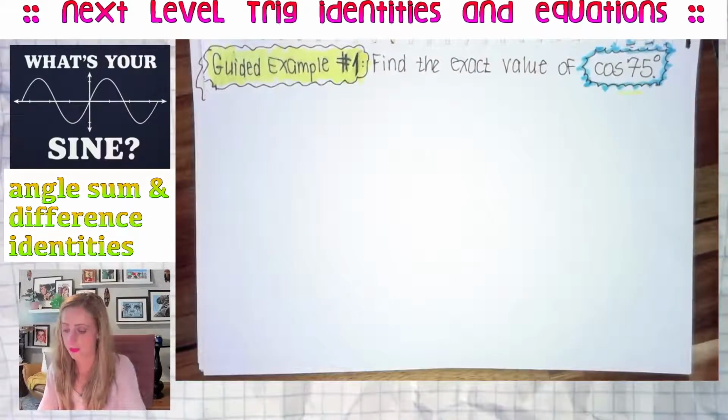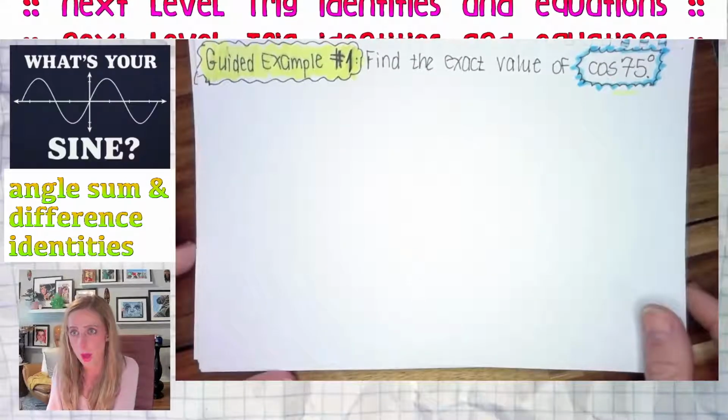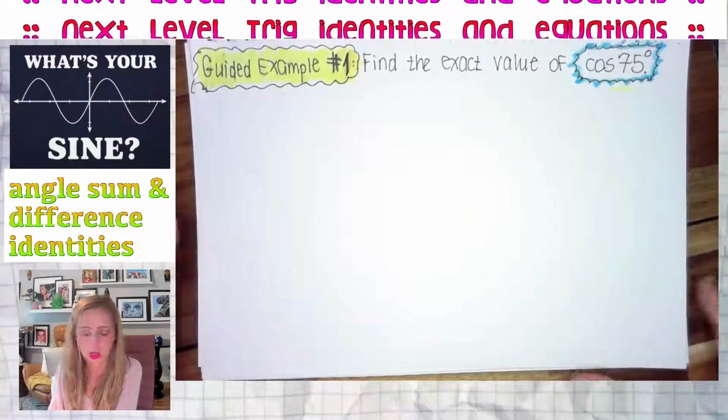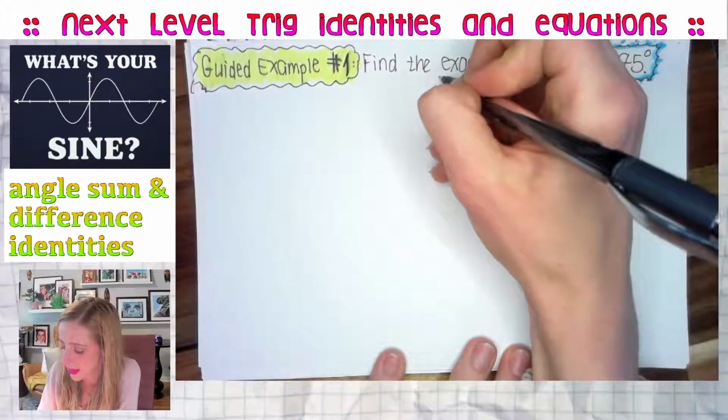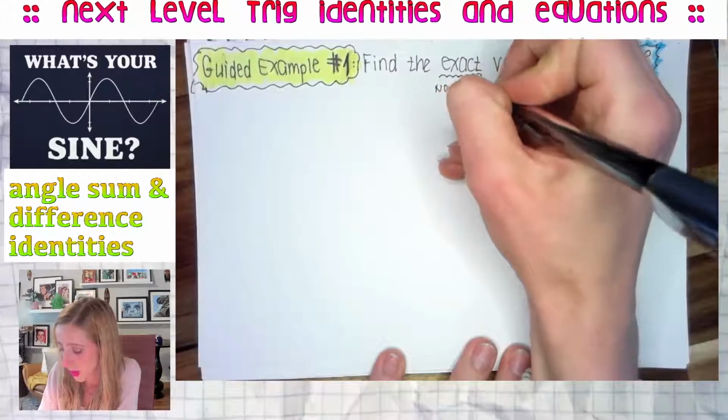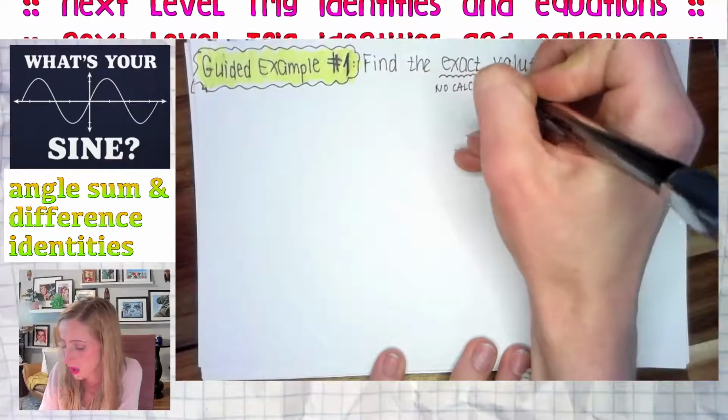here we go. Guided example 1. Find the exact value of cosine 75 degrees. If you need to find the exact value of something, that means no calculator. I know you might think it means calculator time. It actually means no calculator.